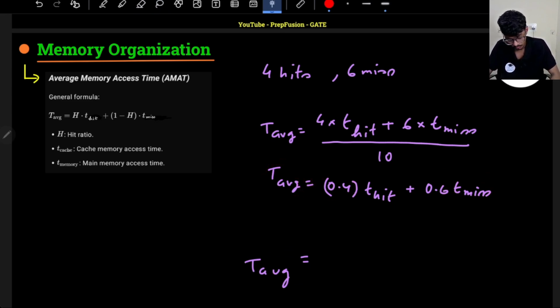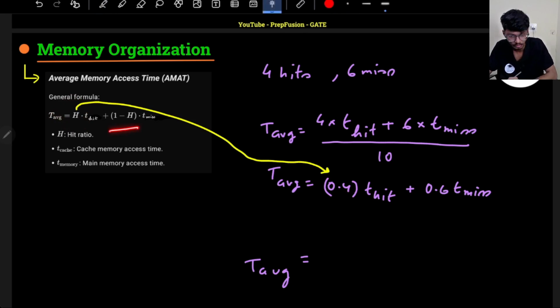Now the important point is, what is this 0.4 actually? If you remember, this 0.4 is equal to 4 by 10. So it is equal to the number of hits divided by the total number of memory accesses. That is my hit ratio. That's why this term is present over here, hit ratio.